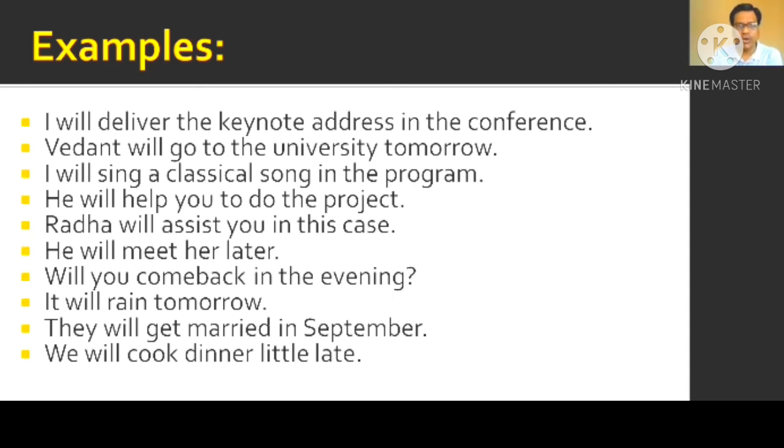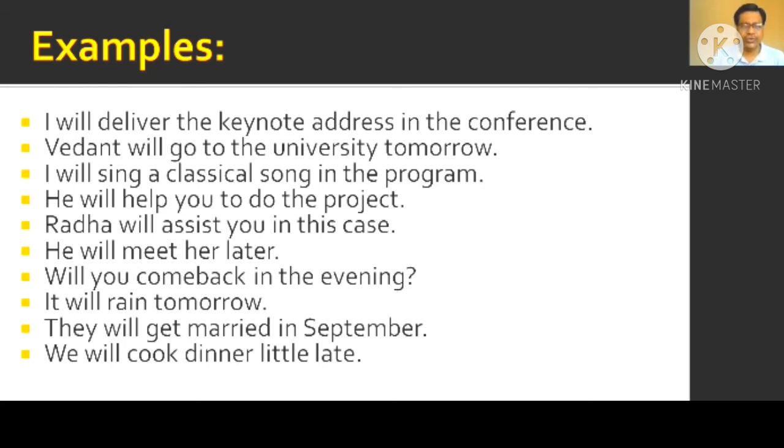Vedant will go indicates a future happening, a probable future happening. I will sing a classical song. Will sing. I don't know whether I'll be able to sing it or not, but at least I'm talking about the probable future. Will sing. He'll help you to do the project. Since all of you are involved in a project, he'll help you in case of a need. Radha will assist you in this case. Suppose a couple of people are handling a case and Radha will assist you in this respect.